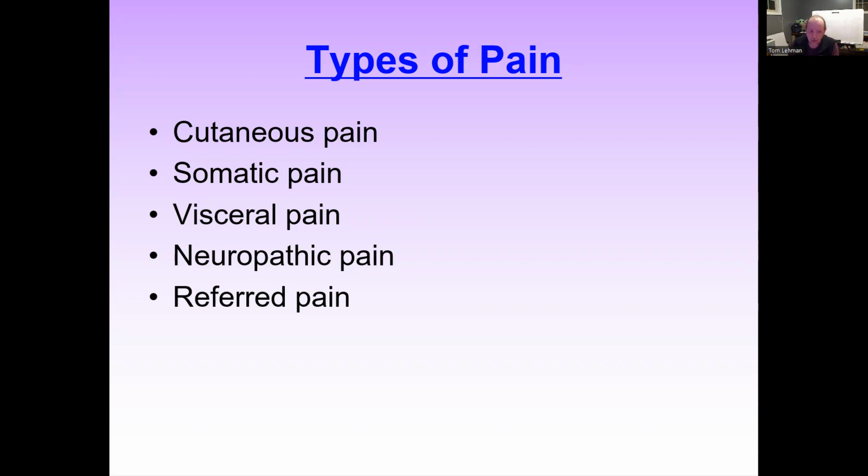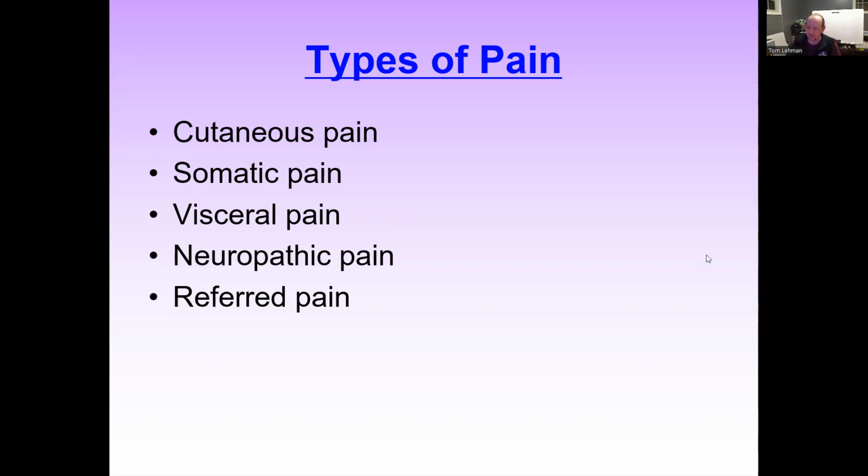Somatic pain usually occurs with internal structures, usually looking primarily at musculoskeletal. And so you're looking at muscles and bones. Somatic pain tends to be very focused, very localized. Someone wrenches their elbow, they know right where the pain is. Someone hits their shoulder, they know right when it happens, right where it is.